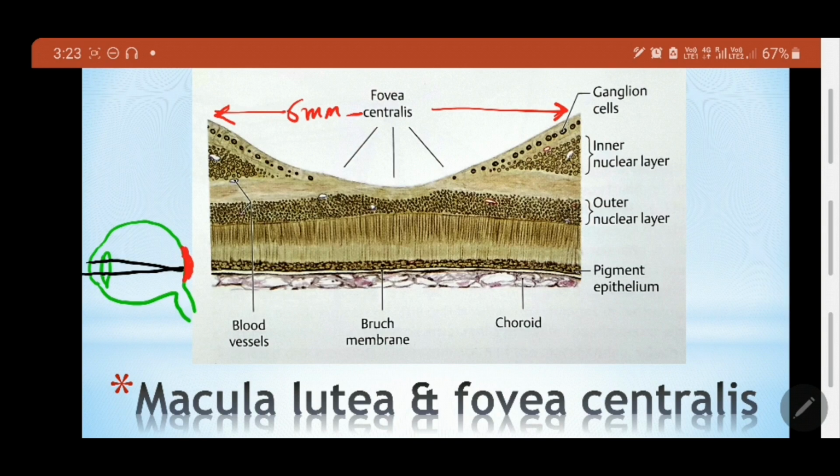But further down, in the center of this, there is an area that is even smaller, around 1.5 millimeters. It's a funnel-shaped depression in the center of the macula, and that area is called fovea centralis. This is called fovea centralis. Okay, so let's study this fovea centralis.